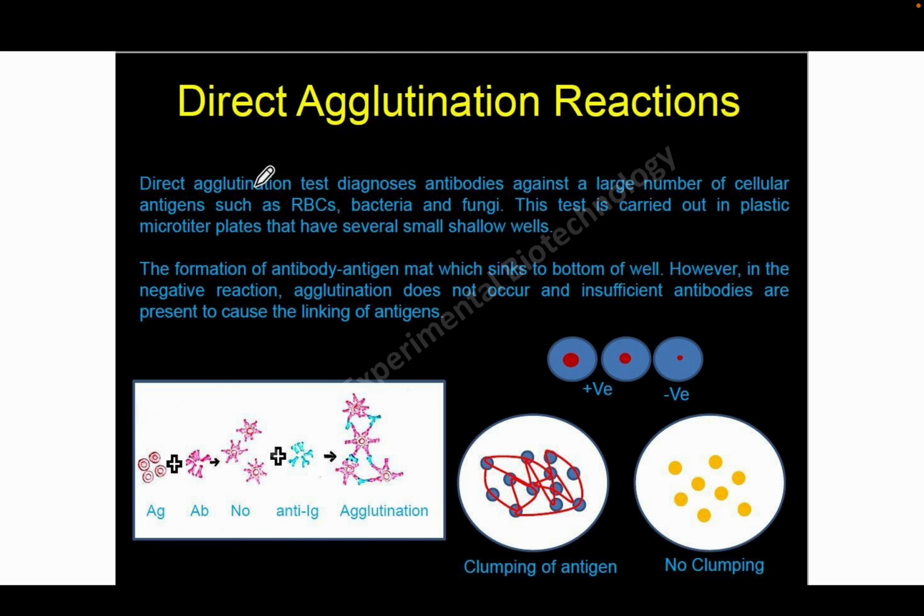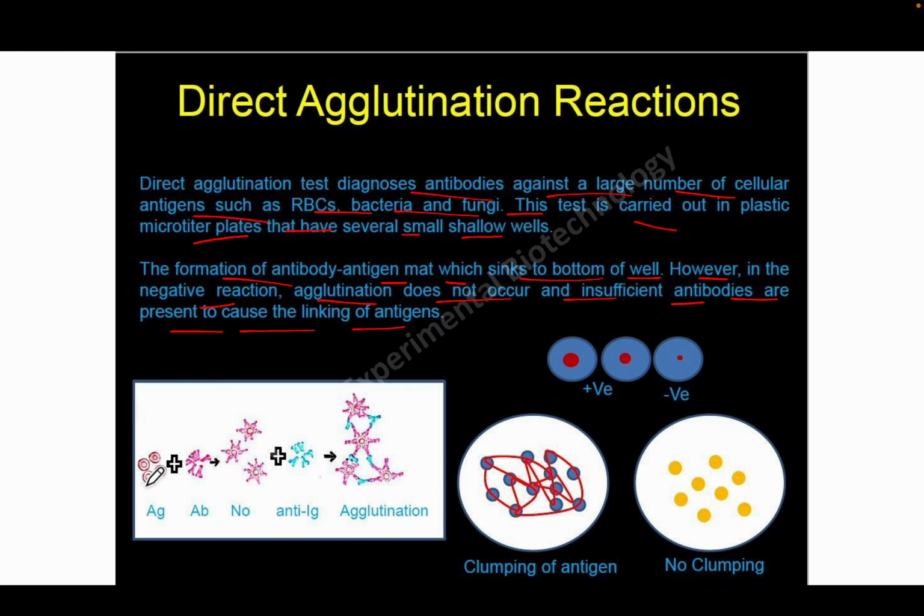So what is direct? Direct agglutination test diagnoses antibodies against a large number of cellular antigens such as RBC, bacteria, and fungi. This test is carried out in plastic microtiter plates that have several small shallow wells. The formation of antibody-antigen mat sinks to the bottom of the well. However, in the negative reaction, agglutination does not occur and insufficient antibodies are present to cause the linking of antigen.